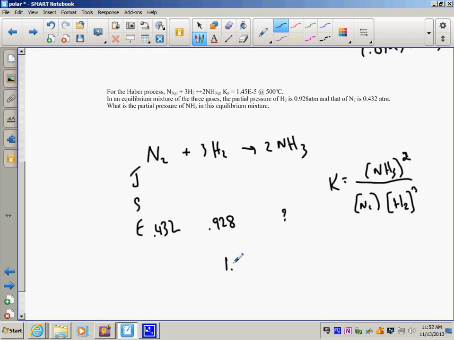K is 1.45 e to the -5th equals this guy. I'm going to just pose it as being x because that's what we want, squared, and then this would be 0.432, and this guy here is going to be 0.928 cubed. At this point, you would cube it, multiply, kick it over, multiply, square root both sides, and you would get the x value. It is anticipated that you can solve that problem as well.